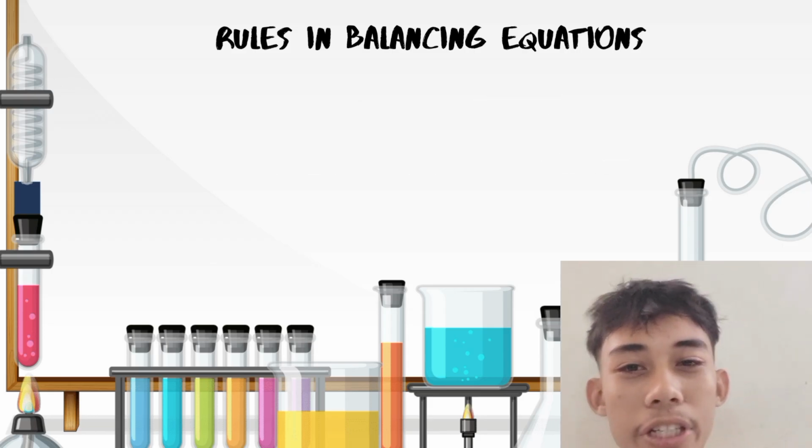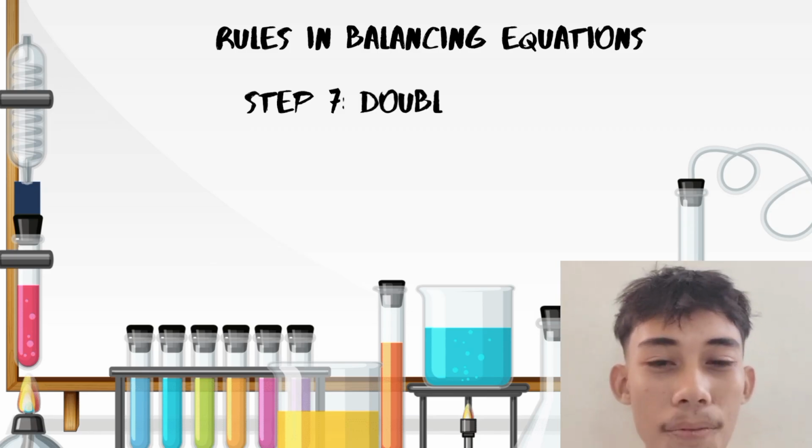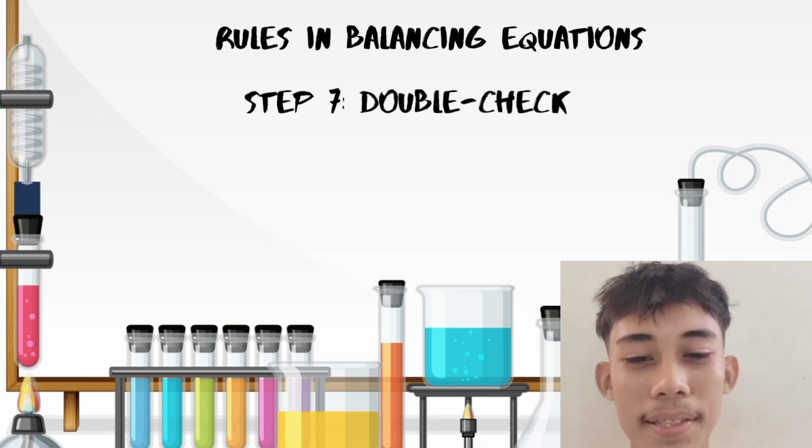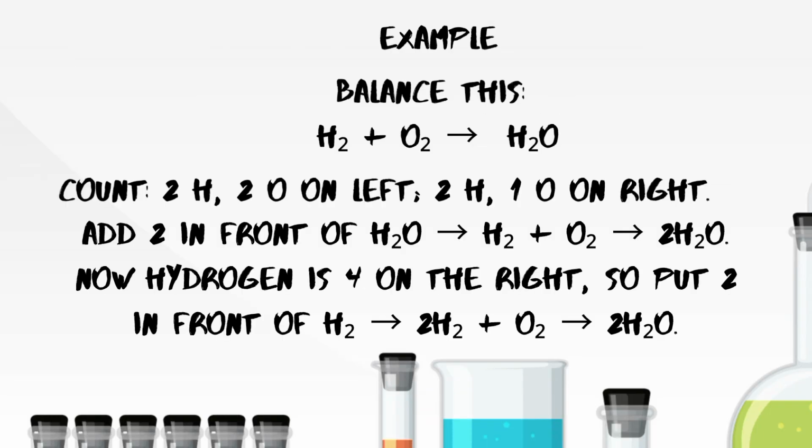Step 7, double check. Make sure the number of atoms matches on both sides. Balance this: H2 plus O2 right pointing arrow H2O. Count. 2H, 2O on left, 2H, 1O on right. Add 2 in front of H2O: H2 plus O2 right pointing arrow 2 H2O. Now hydrogen is 4 on the right, so put 2 in front of H2: 2H2 plus O2 right pointing arrow 2 H2O.